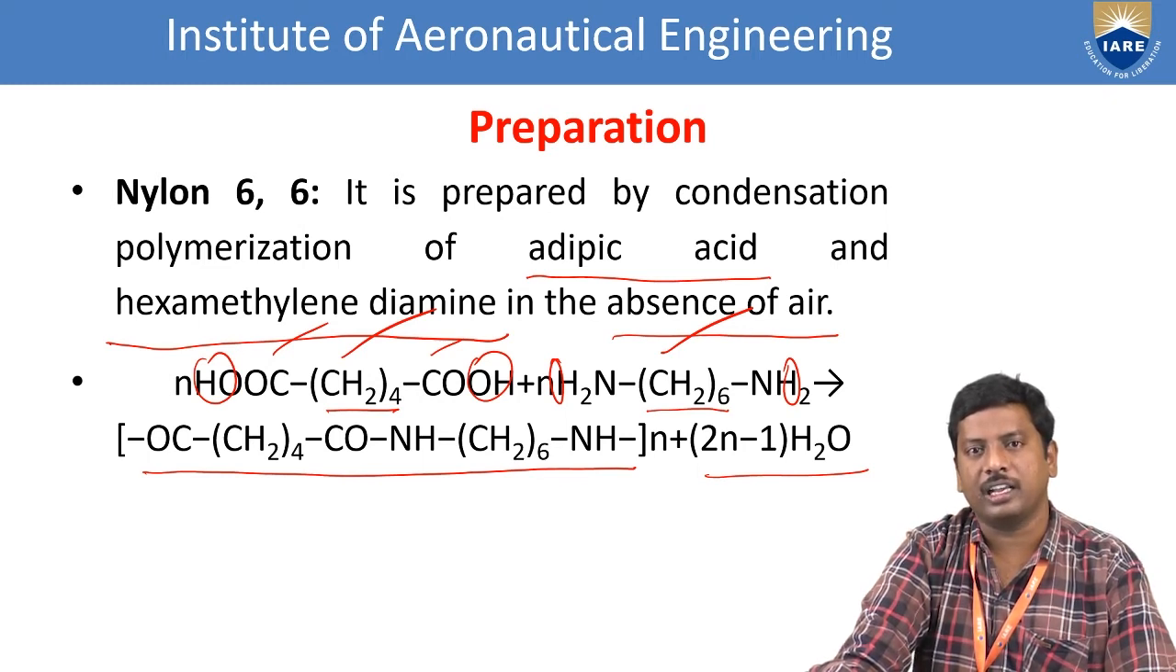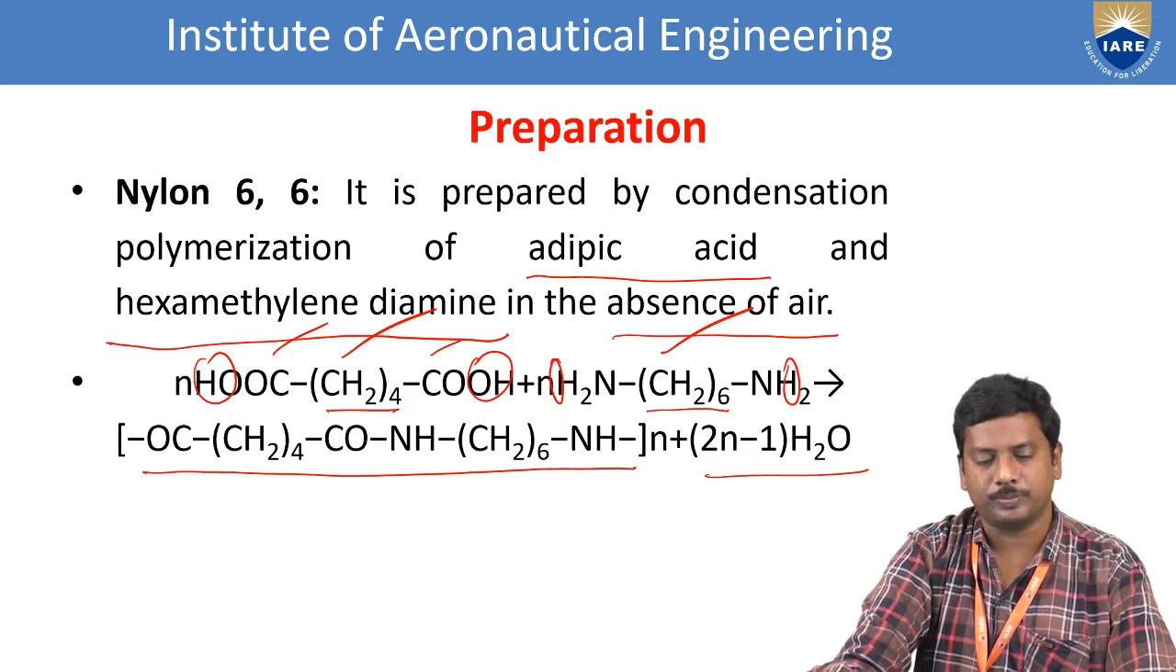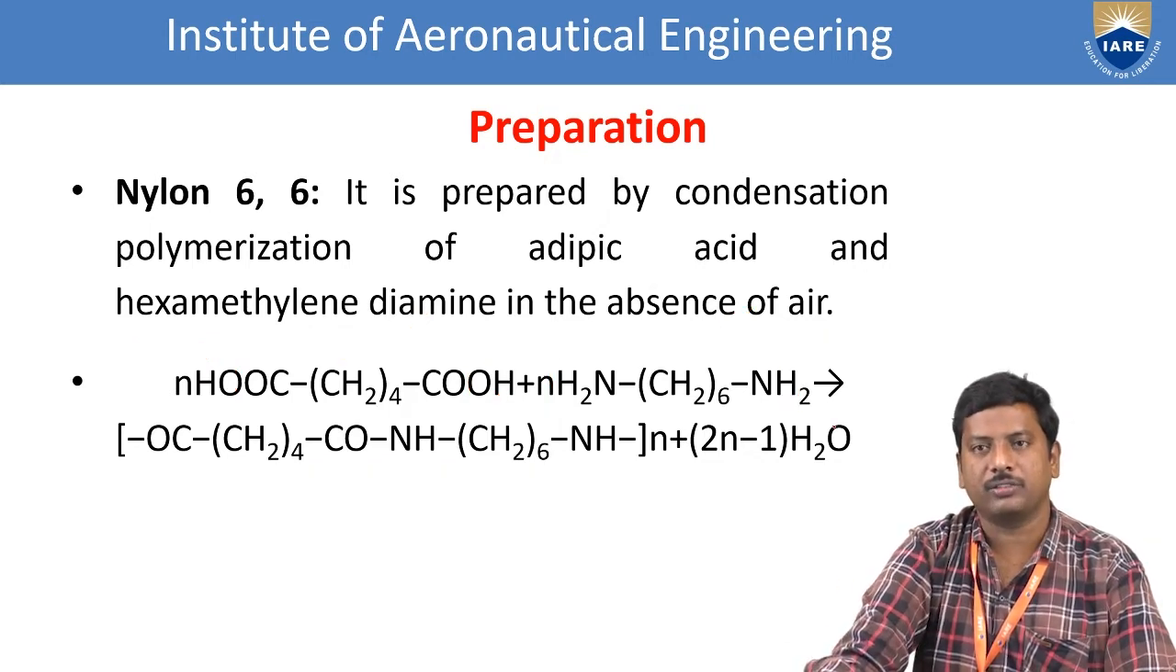First of all, nylon 6,6 is prepared by the condensation polymerization of adipic acid and hexamethylene diamine in the absence of air. This is the structure of adipic acid, which contains 6 carbon atoms in total, and it reacts with the diamine, which also contains 6 carbon atoms. Both react with each other and undergo a dehydration process with the loss of 2n minus 1 moles of water molecules, and finally the structure represents nylon 6,6.